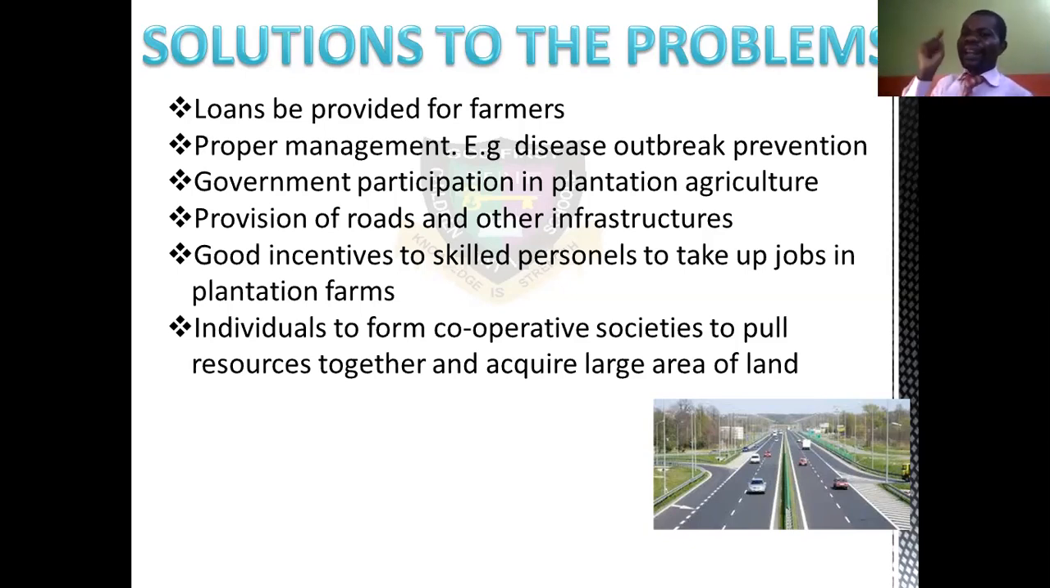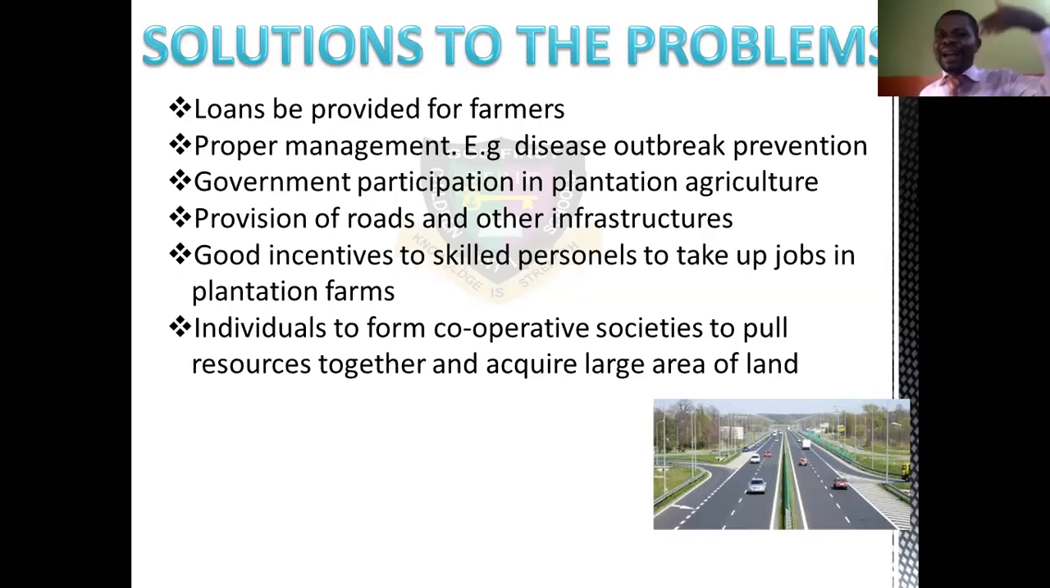Another thing is individuals. Remember, we said lack of large land. The solution to it is individuals forming a cooperative society. They come together, they can contribute more so that they can buy big land. Then they manage it together. That is what we mean by that. Because you have little capital, you buy small land. Another one has little too. You can cooperate, join the money together. Instead of buying small land in different places, you now buy large land and do your plantation there. At the end, what you get, you will know how to share.